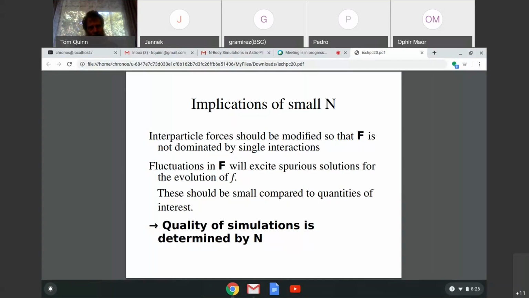And furthermore, this discretization of the distribution function would excite spurious solutions that we've got to be wary of. And so there's a couple things you do. One is you soften the forces between individual packets to represent that these aren't individual particles, but collections of particles. And the other point is the higher the number of particles used, the better the quality of your simulation.